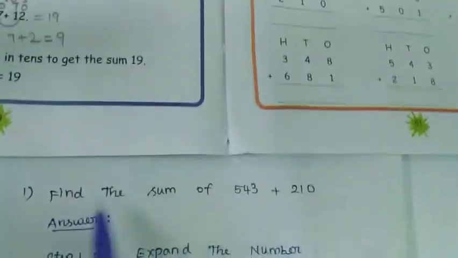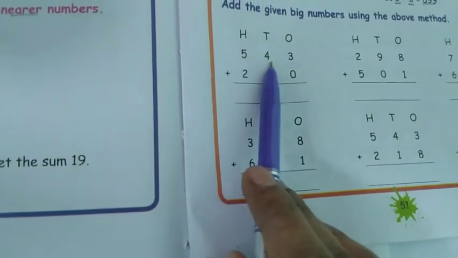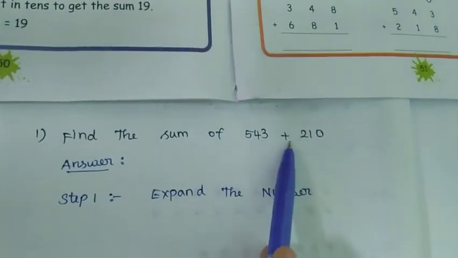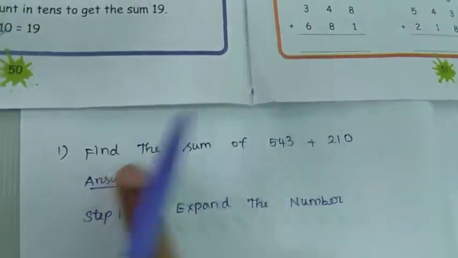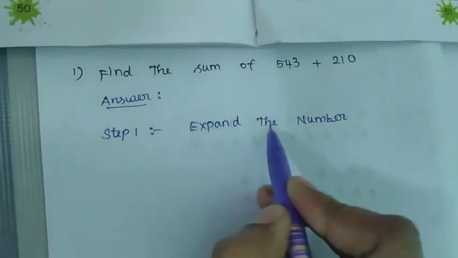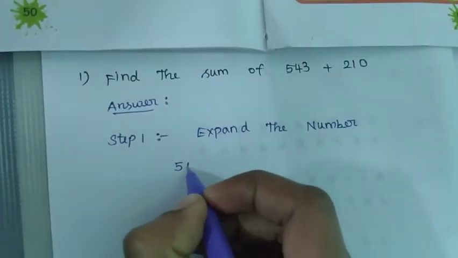The first sum I am writing: 543 plus 210. Find the sum of 543 plus 210. This is a question. Now I am explaining the answer. See, the first step is what? Expand the number, isn't it? No. First write the exponent form.